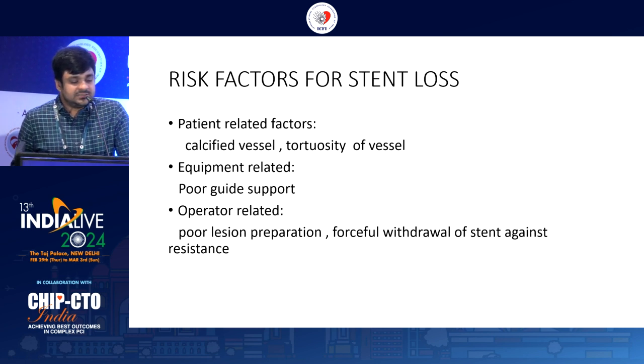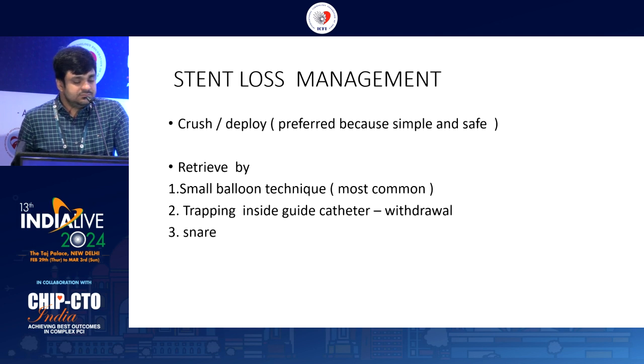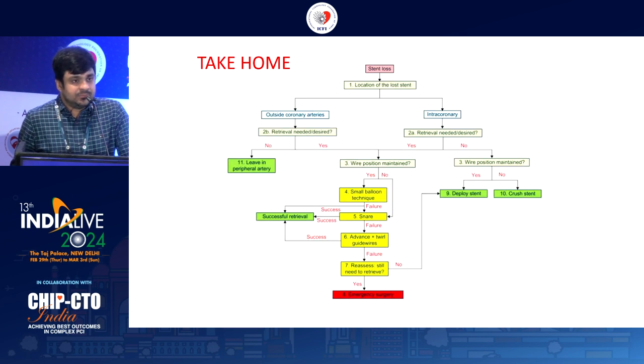So these are the risk factors. It can be related to patient factors, such as calcified or tortuous vessels; equipment, such as poor guide support; or operator factors, such as poor lesion preparation and forceful withdrawal of the stent against resistance. There are three methods of stent loss management: crushing, deploying, or retrieving by small balloon, trapping inside the guide catheter, or snare. So the take home message is stent loss can happen anytime.